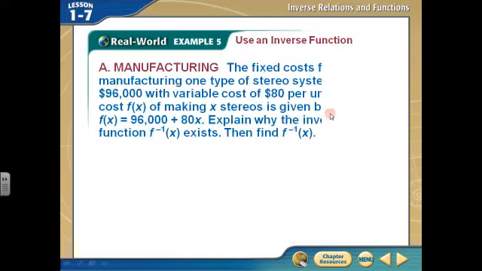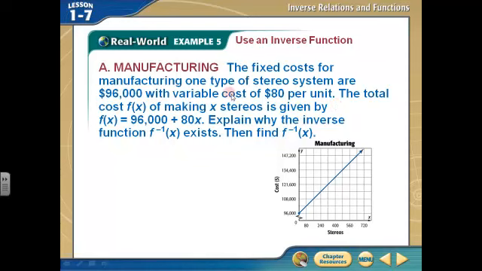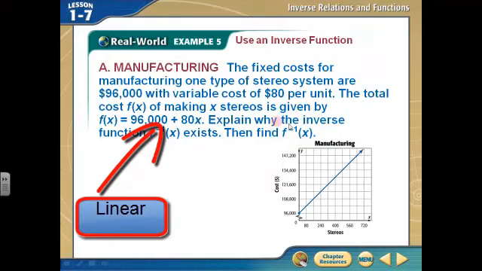Alright, story problem. Let's try to go through this one really quickly. We're starting to run out of time. Fixed costs for manufacturing one type of stereo system are $96,000 with a variable cost of $80 per unit. So automatically they're spending $96,000, and then every unit they sell is going to be another $80. The total cost of making x stereos is given by this equation. Explain why the inverse function f inverse exists. Then find f inverse of x.